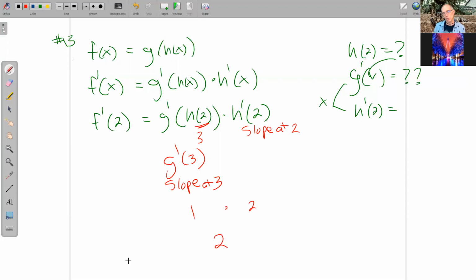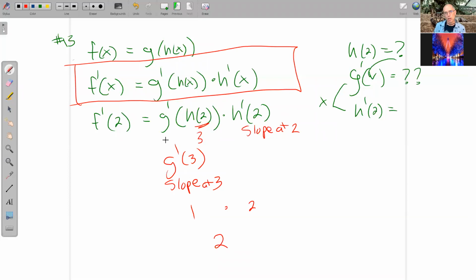So the point of this problem is, one, can you apply the chain rule? That was the first part. Second part is, do you know what a derivative means graphically? And a derivative means slope. So those are the two things I was checking on that problem, in terms of what derivatives mean and whether you can use the chain rule.